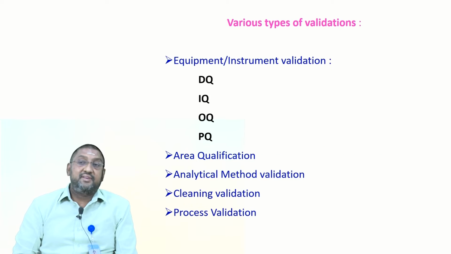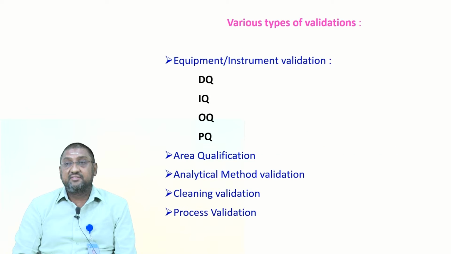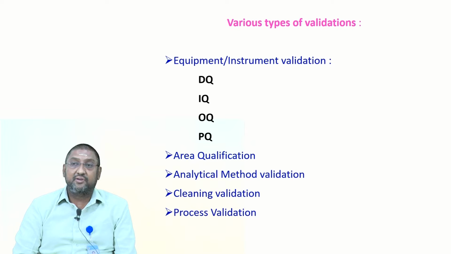Next are the various types of validation. What are the various types of validation? One is equipment or instrument validation. Academically, we call it instrument validation or equipment validation. When you go to the pharmaceutical industry, they use the terminology qualification certificate. Normally, DQ, IQ, OQ, PQ, these four certificates are required to start your process.